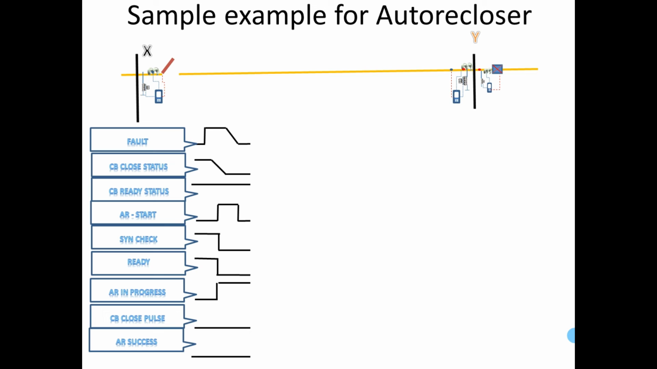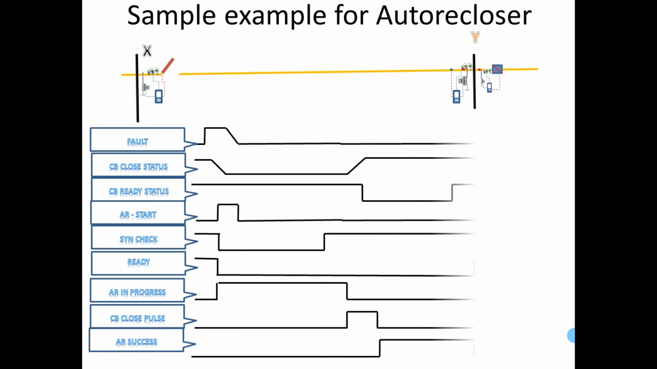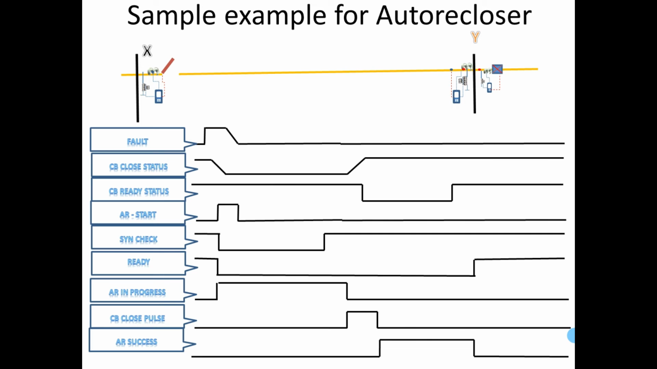Now we will see another step. Once the check is okay, our AR relay will give the close pulse. Once the close pulse is given to the circuit breaker, the breaker will start to close. Once the breaker starts to close, the CB ready status is rechecked again, and once all this is satisfied, we get AR success, and ready will also activate. This ready indicates the AR relay is ready for the next AutoRecloser attempt. That's the meaning of this ready.